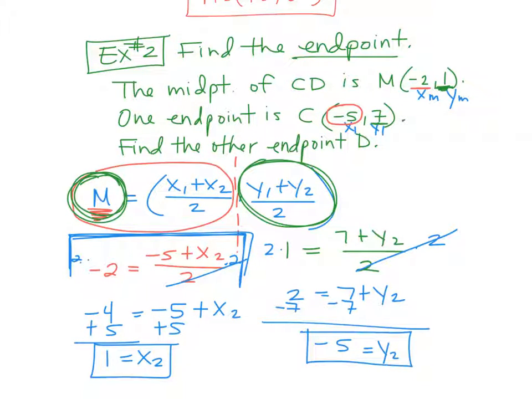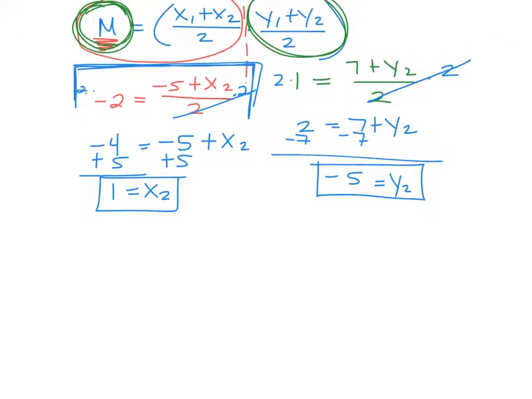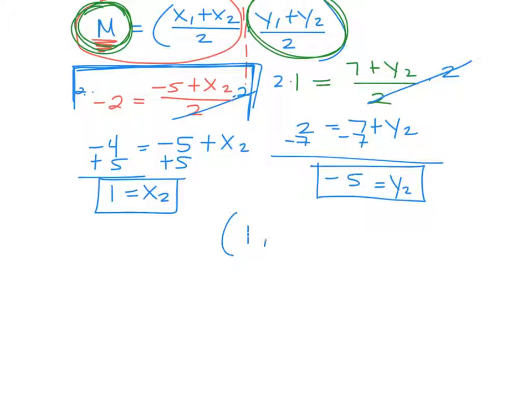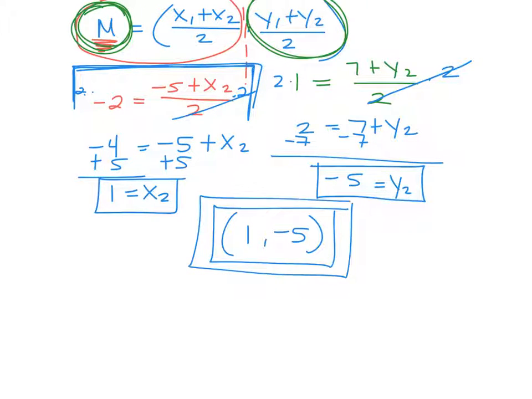Okay? The question was, what's the other endpoint? So you write it as a point. You're going to say my endpoint is 1, -5. Okay, so that is your final answer. So you're taking the midpoint formula, you're setting up your X's, you're setting up your Y's, and solving for both. Okay, that's the way the book shows you to do it.